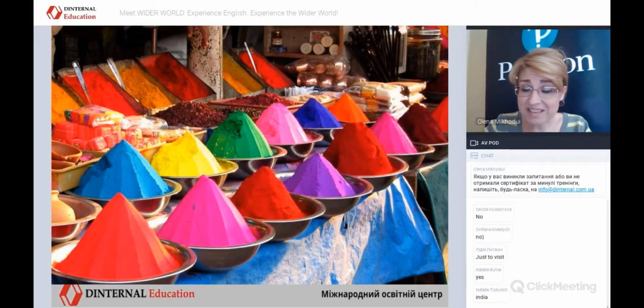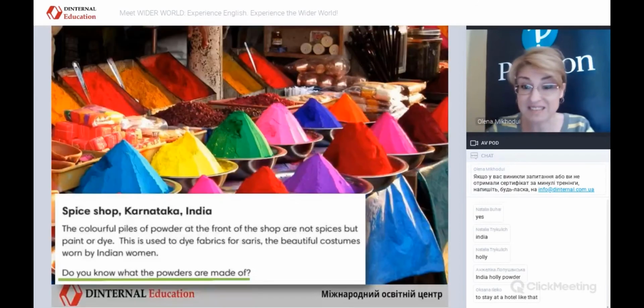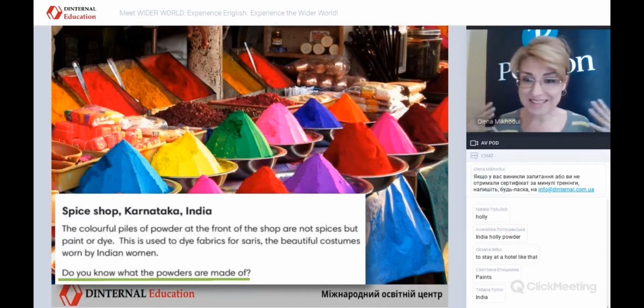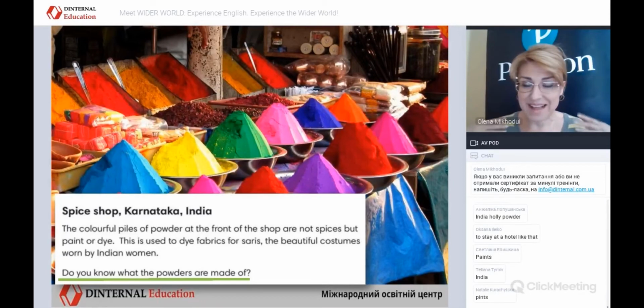Actually, the funny thing is these powders are sold in India. They are sold in spice shops in India. However, they are not spices. They are paints for fabrics or dyes. Okay, so you probably remember those bright Indian outfits, the saris, very colorful and bright.